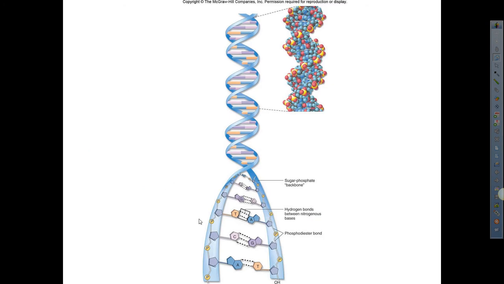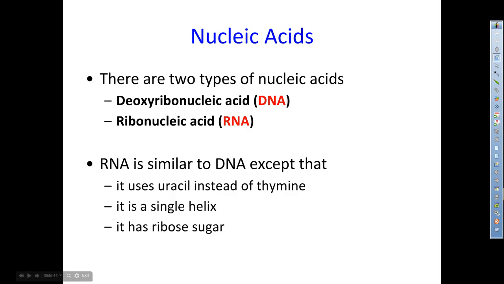So again, the phosphodiester bonds are the ones between the phosphate going up and down to each sugar. And then the hydrogen bonds are the ones in the center, represented by the dots. And we're going to talk lots and lots about DNA and RNA.